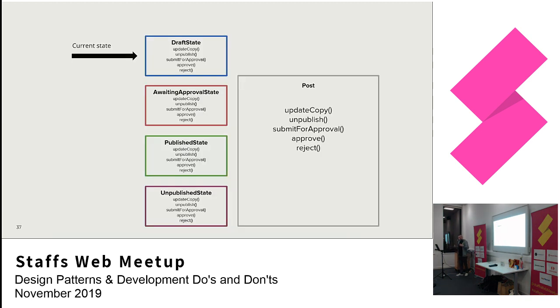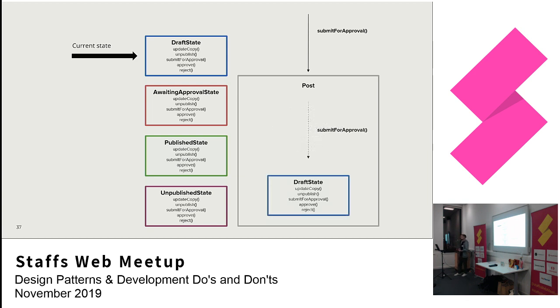Once we've applied the state pattern, the post class is not going to have these if-else statements in it anymore. It's going to have a reference to one of those state objects at any one time. So when we call a method on post, like submit for approval, it's going to forward that call on to the state object that it references. And then the state object is going to do whatever work that it does. So the draft state is going to go, yep, I've done my draft work, and then return the next state object. In this case, it will transition into its awaiting approval state. And then the next time we call the method on post, that'll just be forwarded on to the state object.